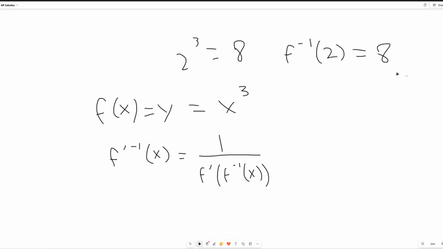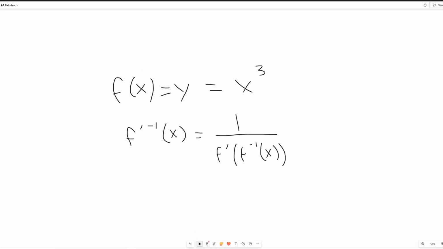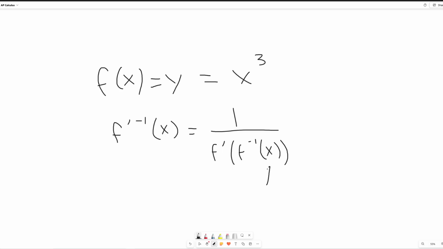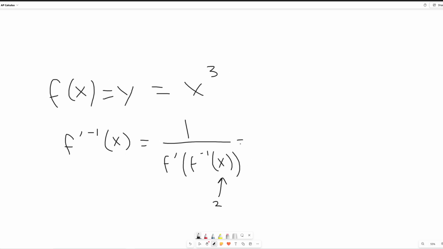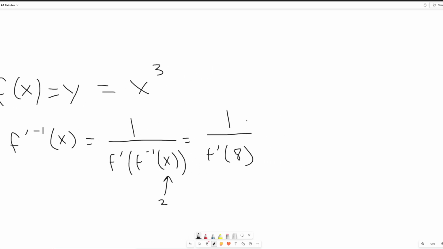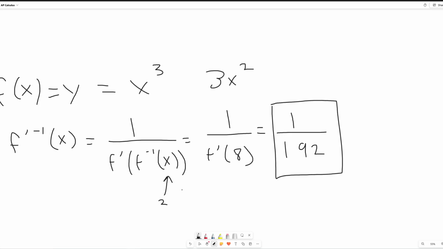So if I wanted to find the derivative at x equals 2, I would plug my 2 into here, and that would give me 1 over f prime of 8, because the inverse of 2 is 8, as we just saw over here. Now, f prime of 8, we have to take the derivative of this, which is just 3x squared, and then 1 over f prime of 8 is 1 over 3 times 64, so 192, and that would be your answer.